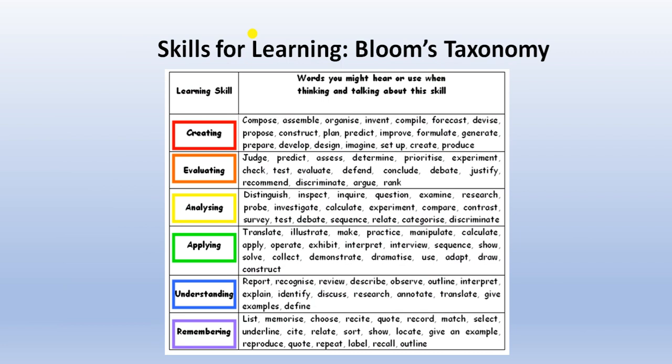Now, in all the learning skills, I have mentioned words that we might hear or use, and even teachers are still using them, but they are not aware of Bloom's taxonomy. So here is a list of words that we can use in terms of remembering, understanding, applying, analyzing, evaluating, and creating. For remembering: list, memorize, choose, recite, code, record, match, select, underline, cite, relate, sort, show, locate, give an example, reproduce, quote, repeat, label, recall, outline. These are the terms we use.